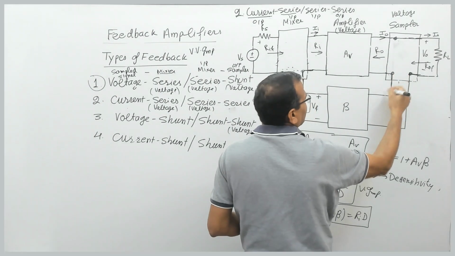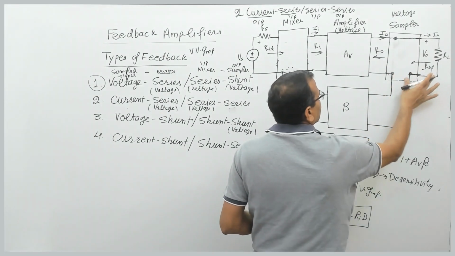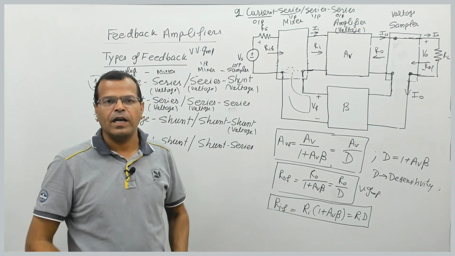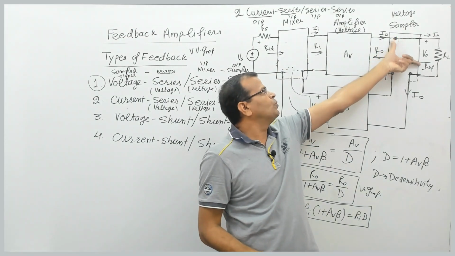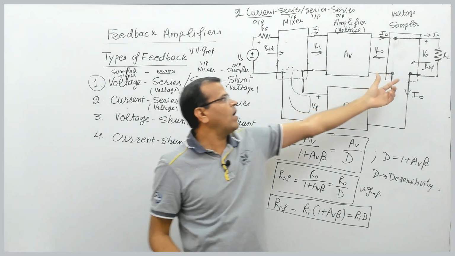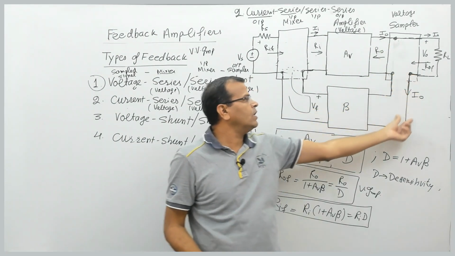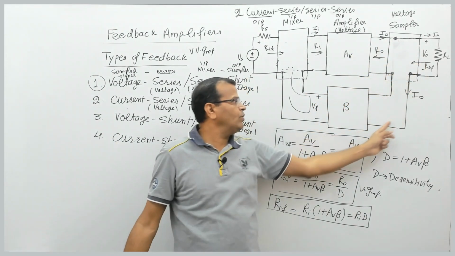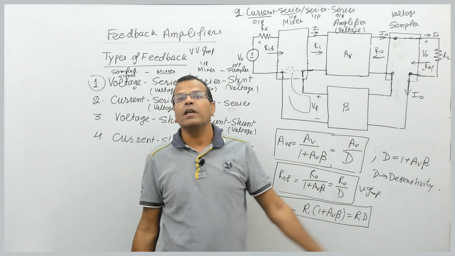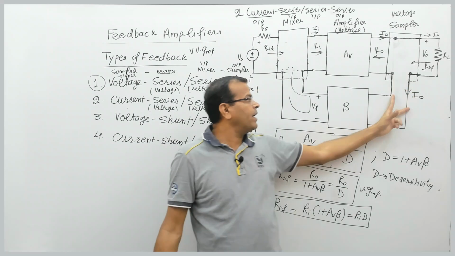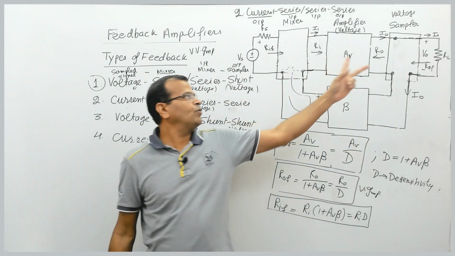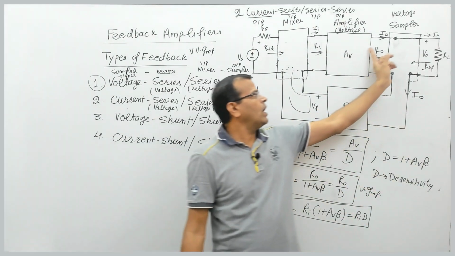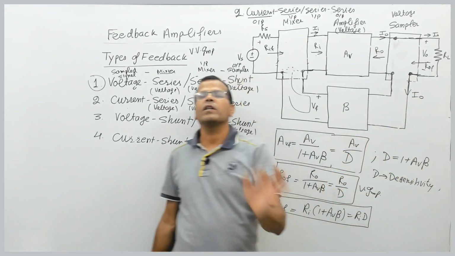You connect this circuit in series with the output so that this complete current passes through the feedback network. I repeat, in the earlier case I was taking output voltage at the input of the feedback network. Now I am not taking output voltage. I am taking output current through the feedback network. This type of sampling where output current passes through the feedback network is known as current sampling. In case of voltage sampling, output voltage was coming directly at the input of the feedback network. When output current passes through the feedback network, that is current sampling.